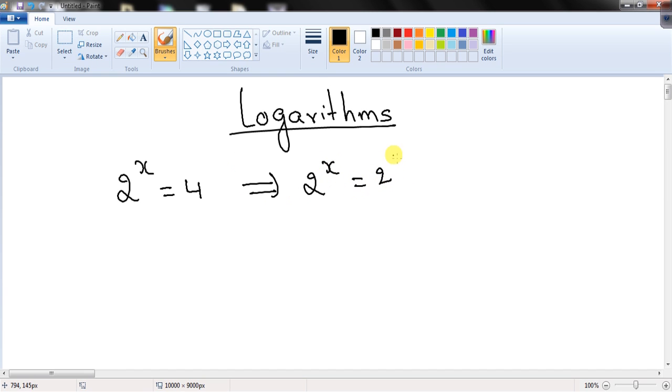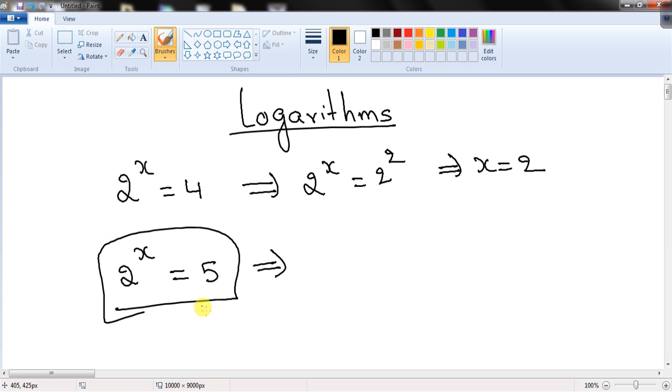Most of them know the answer. 2 power x is 2 square. Since the bases are same, the powers should be equal, therefore x is equal to 2. But if we ask 2 power x is 5, very few can give me the answer for this. So how to solve this? I cannot solve this algebraically, I will be applying logarithms.